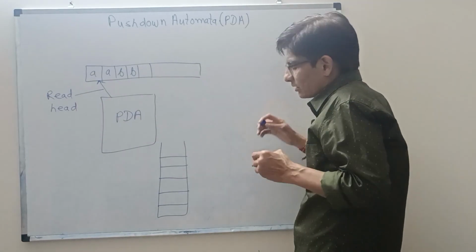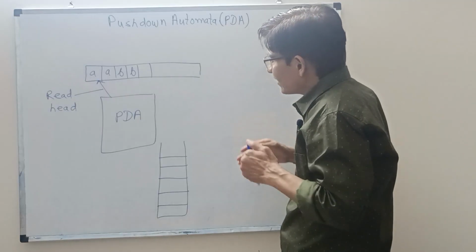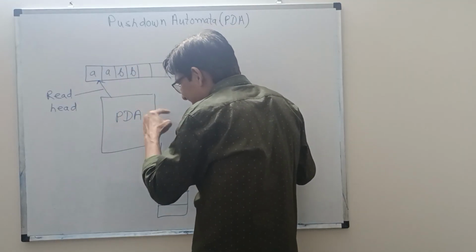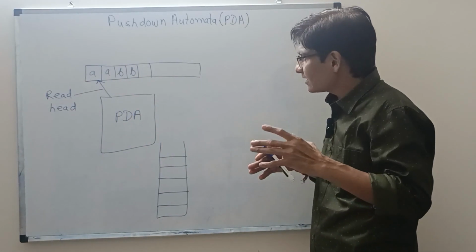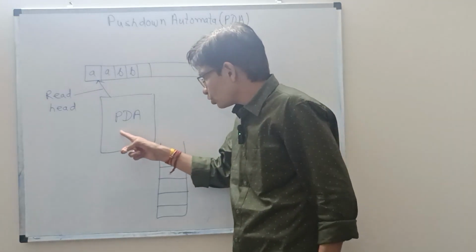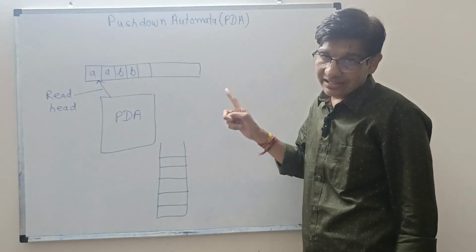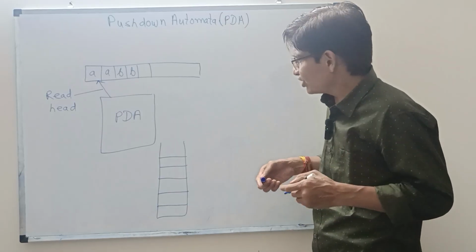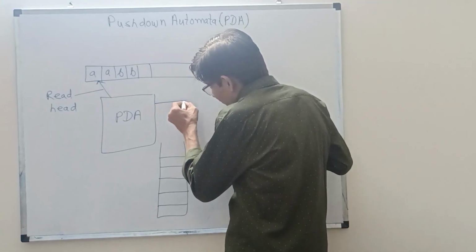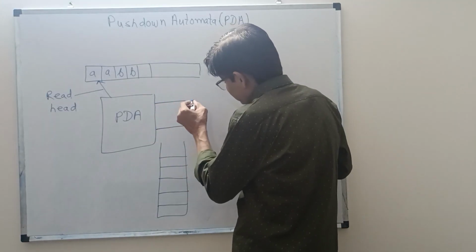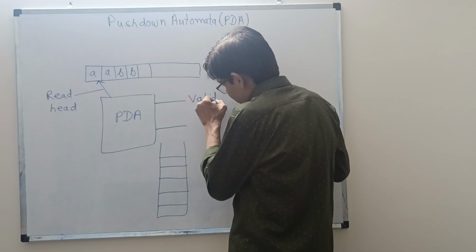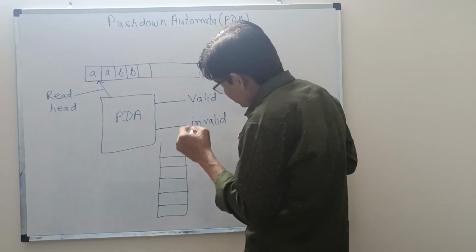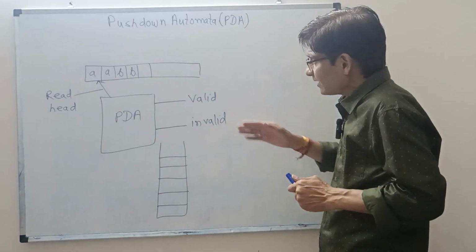Now, if you remember the working of finite automata, it reads one input symbol and changes its state. And after reading the complete string, if the finite automata is in one of the final states, then the string is considered valid. Otherwise, it is declared invalid. So PDA also gives us a binary kind of output. This output may be valid or invalid, or 0 or 1, or yes or no.